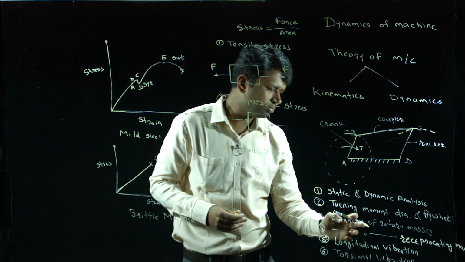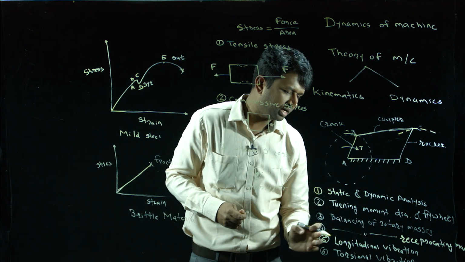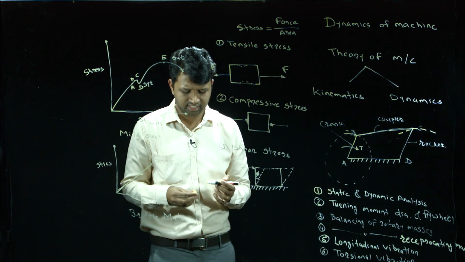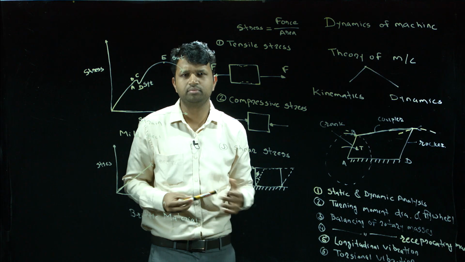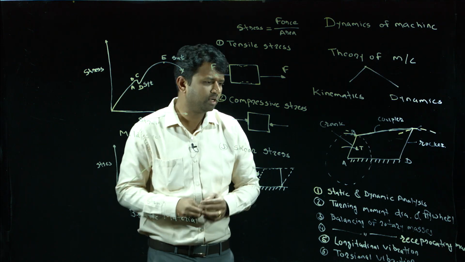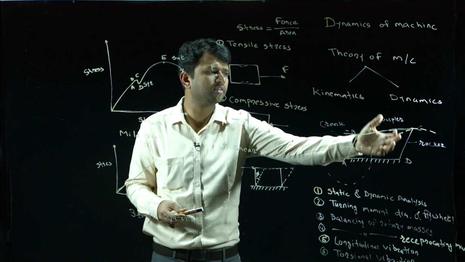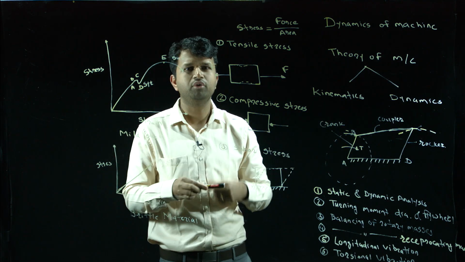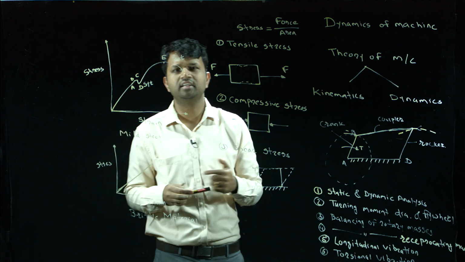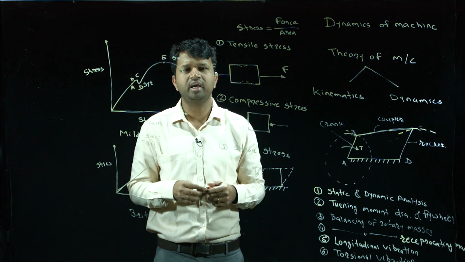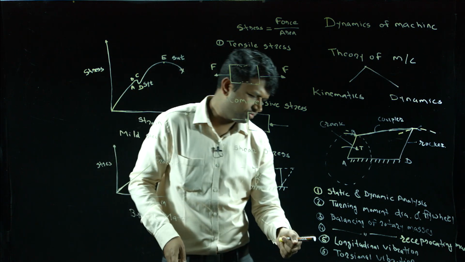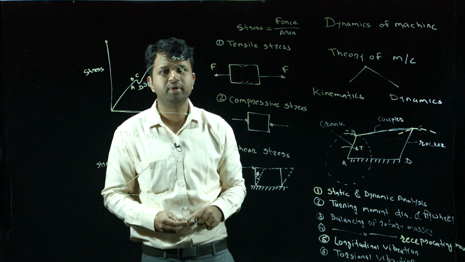Then the third unit is about balancing of rotary masses, and the fourth is balancing of reciprocating masses. Every machine is made up of certain rotary masses and reciprocating masses. So we have to calculate the forces acting on them and then balance them, because if they are unbalanced there will be vibration and it will cause noise in that machine.